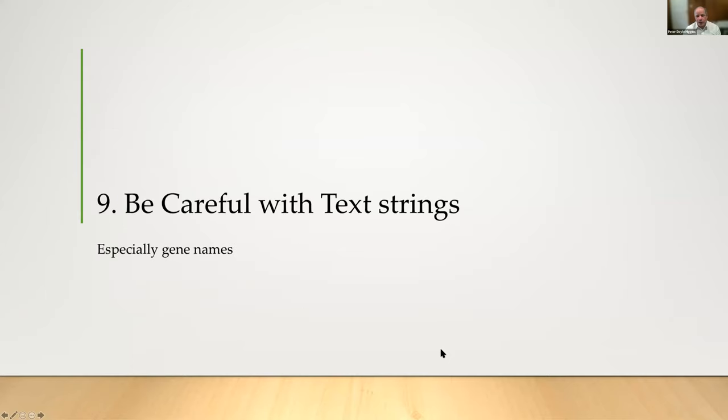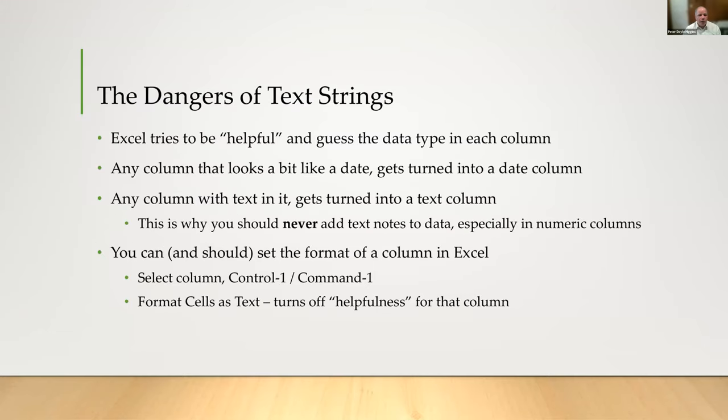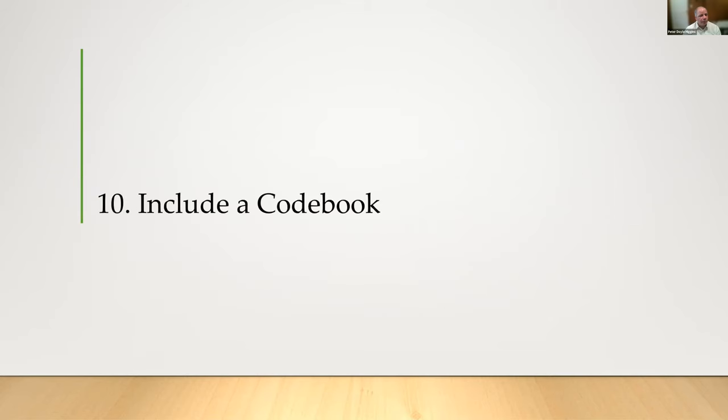Be careful with text strings, especially gene names. Excel tries to be helpful and guess the data type in each column. Any column that looks a bit like a date gets turned into a date. Any column with text in it gets turned into a text column. And that's why you should never add text notes to the data, especially in numeric columns. You can and should set the format of a column in Excel. Same idea: select the column, Command-1, format cells as text, which turns off the helpfulness for that column, just pushes everything to text. You can sort out the details later.